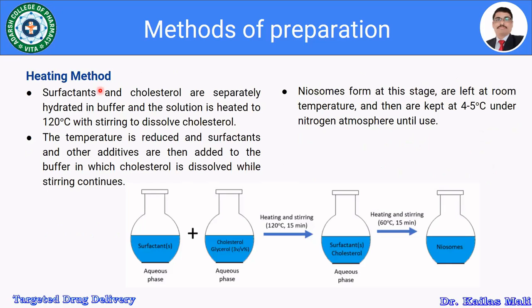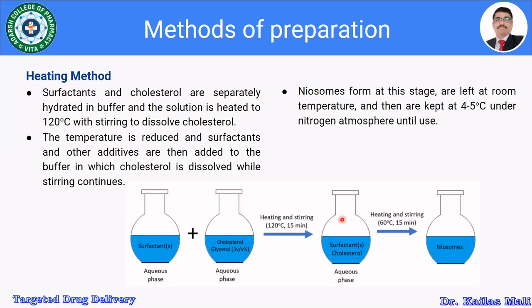Let us see the heating method. In the case of the heating method, the surfactant and cholesterol are separately hydrated in a buffer. Here this is the surfactant, this is the cholesterol. We are supposed to hydrate the surfactant separately and the cholesterol separately. Then mix these two phases, that is the surfactant solution and the cholesterol solution, by heating and stirring at 120 degrees Celsius for 15 minutes.